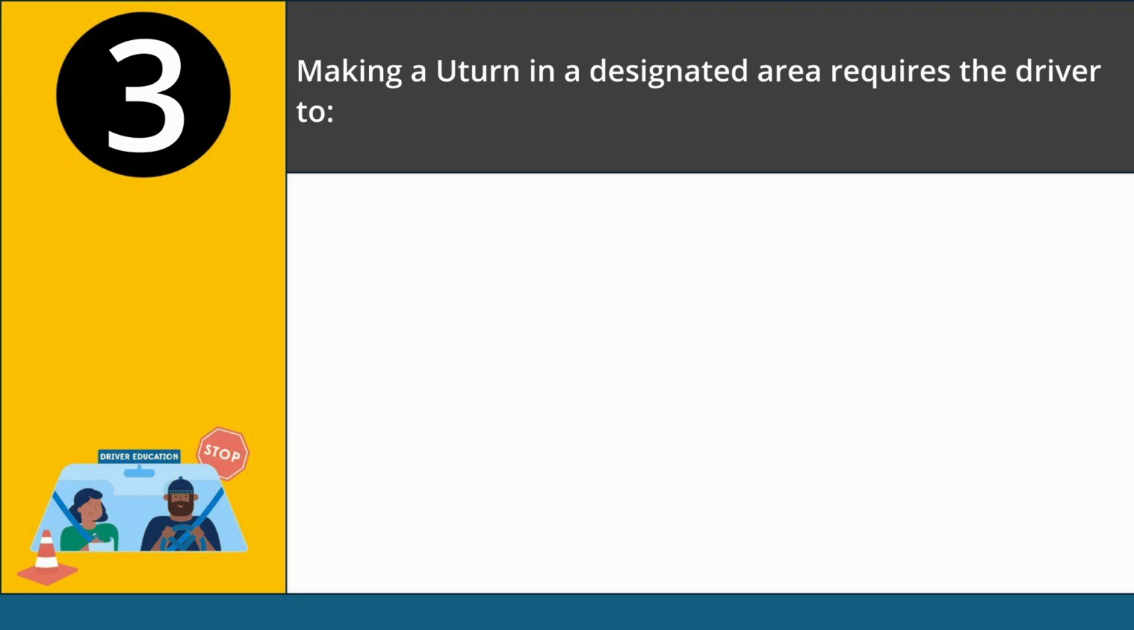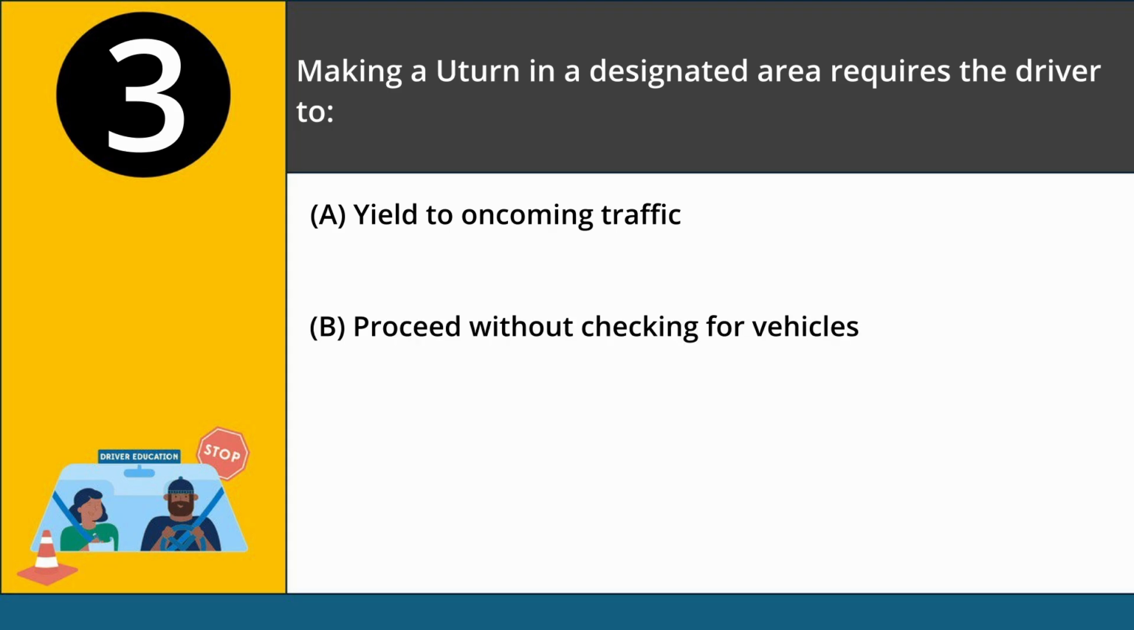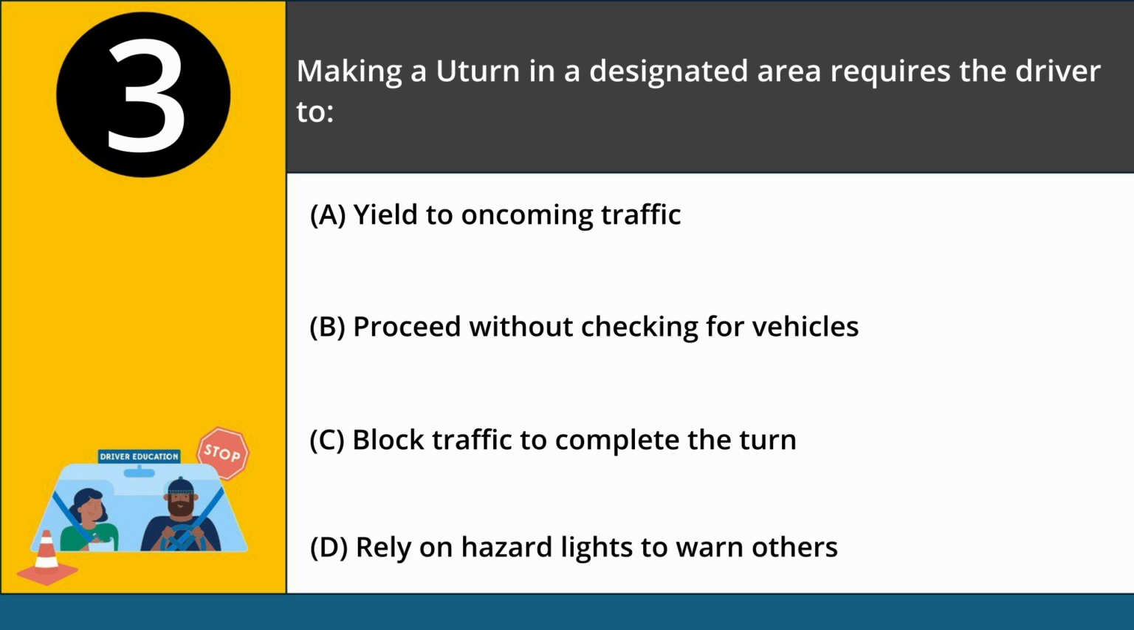Making a U-turn in a designated area requires the driver to: A. Yield to oncoming traffic. B. Proceed without checking for vehicles. C. Block traffic to complete the turn. D. Rely on hazard lights to warn others. Answer: A. U-turns must be executed only when safe, without obstructing other vehicles.